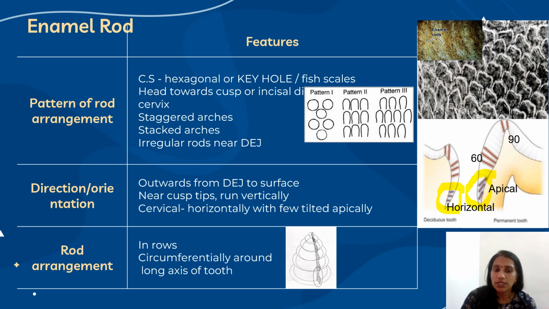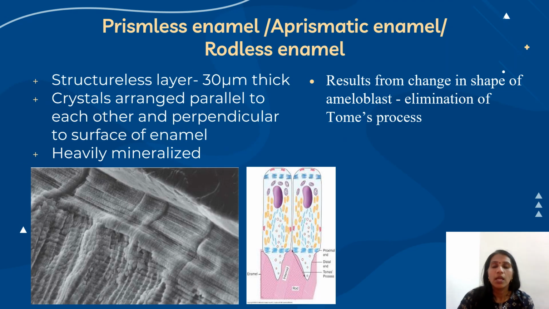And rod arrangement is usually in rows. So if you see the crown, it is going to be something like this. And each part of the crown is arranged as rows, and it runs around the entire circumference of the tooth. So that covers the basic structure of enamel, that is rod, interrod and rod sheath. About the rod, you have to talk in detail about the shape of the rod, the nature of the rod, the direction, the number, the length, the diameter, all that you have to discuss under enamel rod.